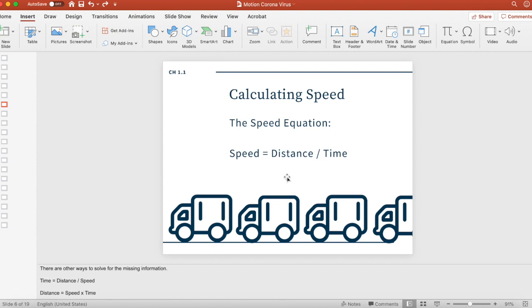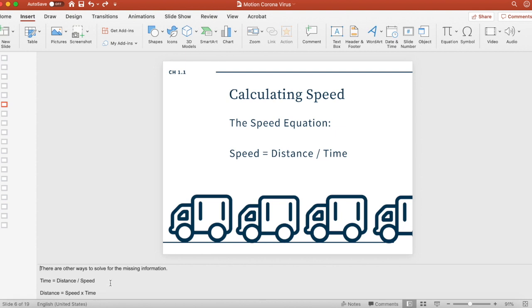So hopefully those two examples help you guys a little bit, and we'll go through some more examples and practice problems in here because you will have a speed, distance, and time quiz where I will give you word problems on Socrative, and you're going to have to solve for the correct answer.